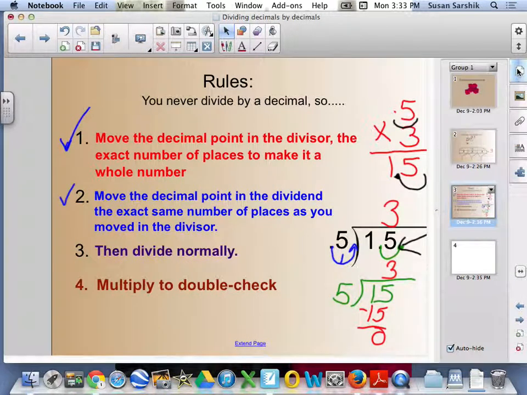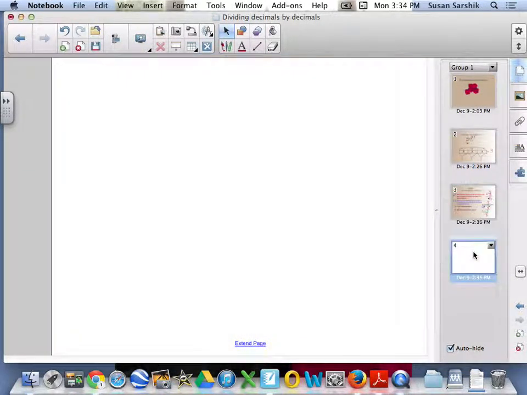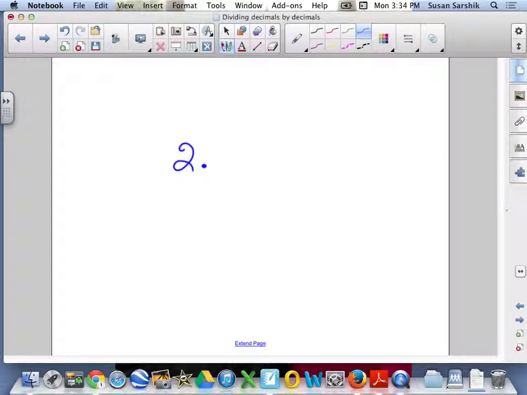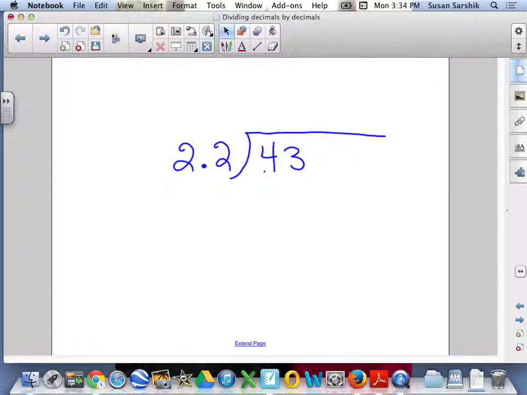So let's do one more problem. Let's say I have 2.2 and I'm looking to divide it into 0.43. In this case, the first step is to get rid of the decimal place in the divisor. So I've moved it over 1, and it's right there. And now I divide normally. How many times does 22 go into 43? Only once. 1 times 22.